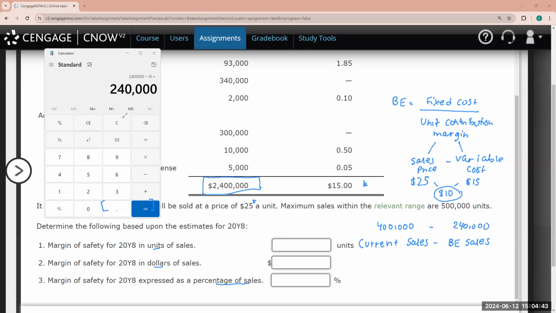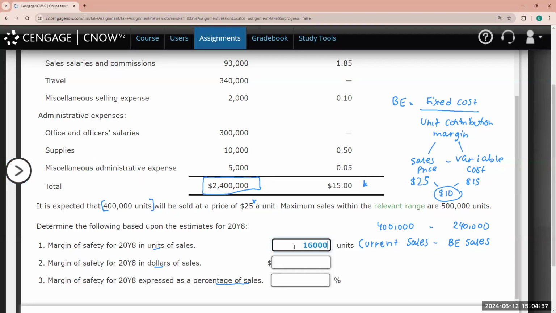So therefore, our margin of safety in this example is our current expected sales of 400,000 minus our break-even sales of 240,000. So therefore, our margin of safety in units is 160,000.